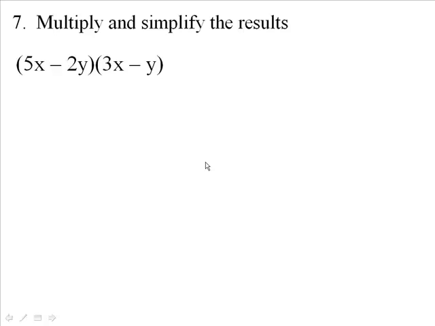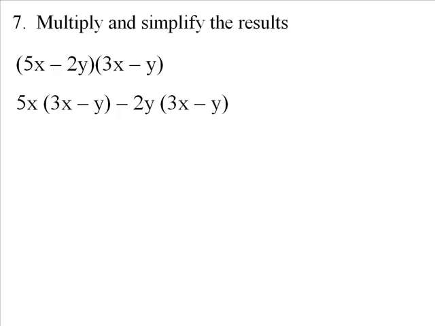Apply and simplify the results. 5x minus 2y times 3x minus y. First thing, we'll take 5x times that second parenthesis. We'll have the 5x times the second parenthesis 3x minus y. Then we'll take the negative 2y times the same parenthesis, that same second member, 3x minus y.